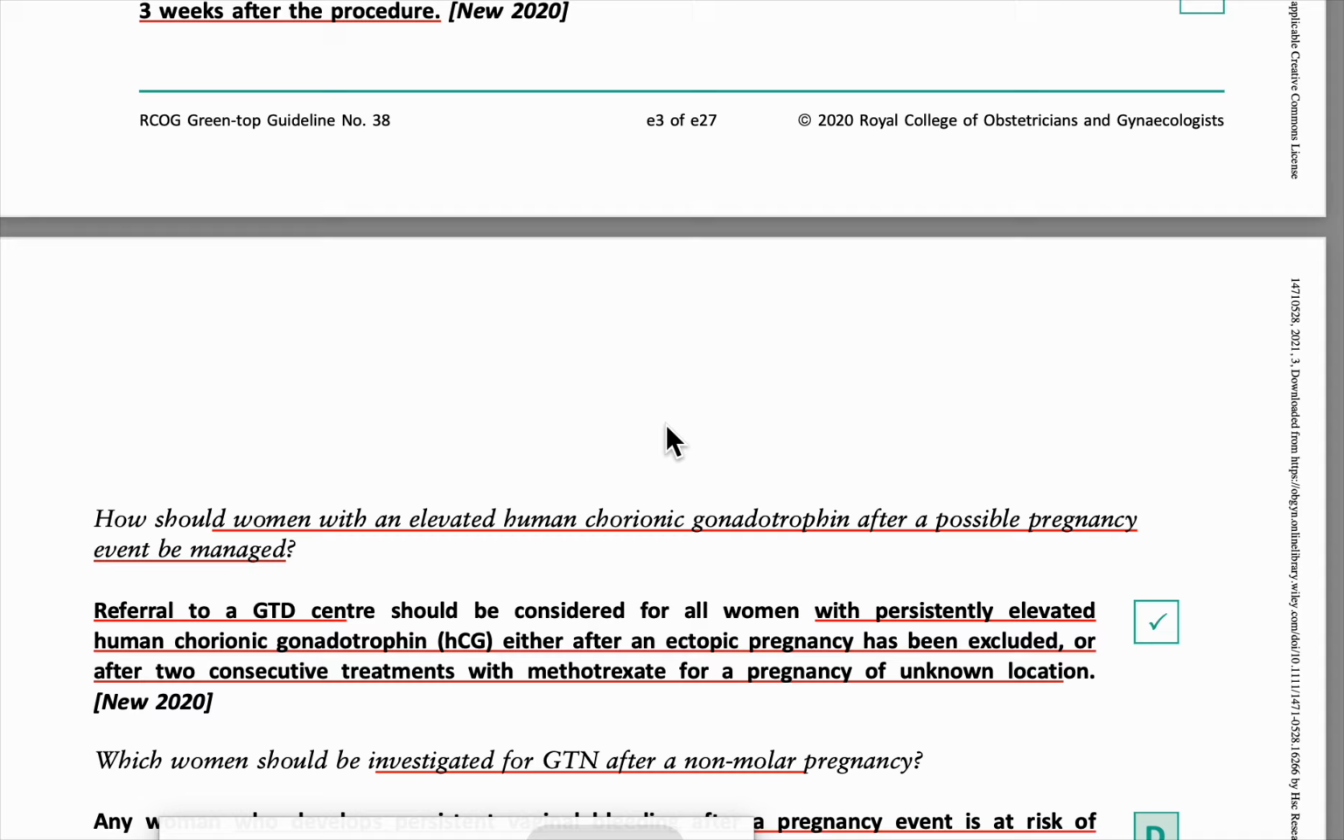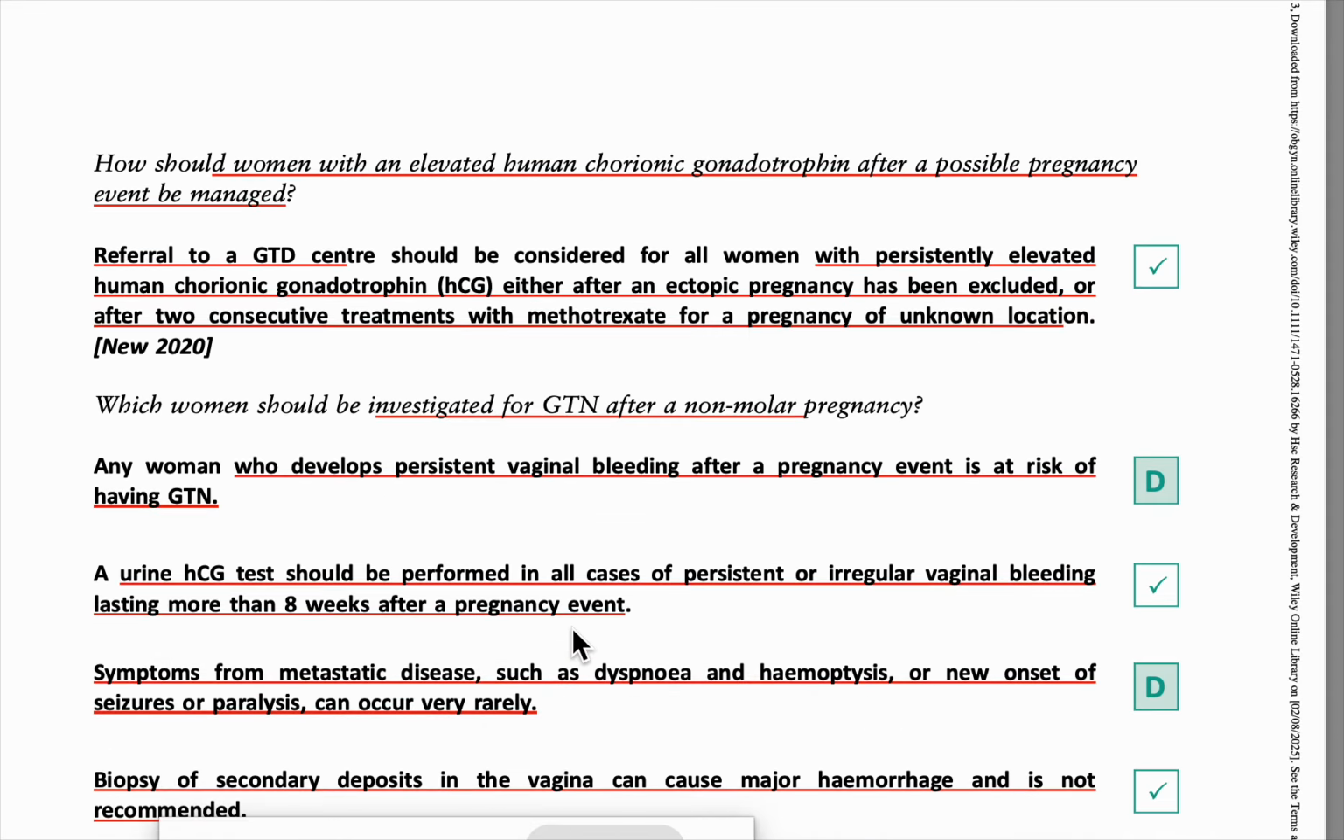If the level is not coming down and is going up, it means she has an elevated HCG level instead of going down, so she is starting to have the disease GTN. We diagnose that she is having a GTN.